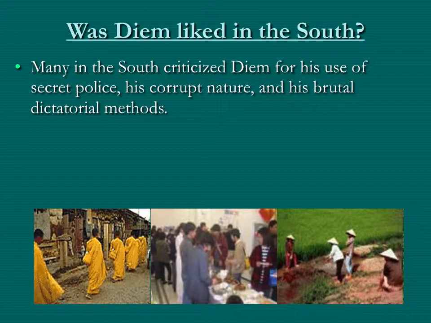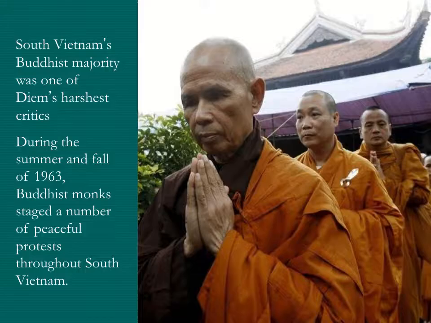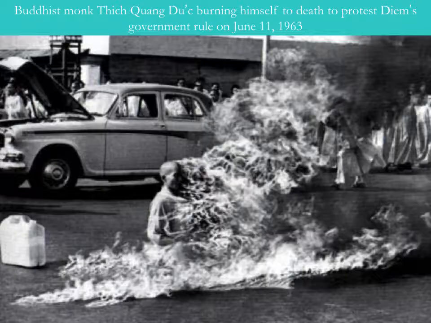Many South Vietnamese are critical of Diem, his secret police, his corrupt nature, his dictatorial methods. And you are going to see a number of groups protest him, even though most of these groups are going to face discrimination as a result, but also the U.S. kind of turns a blind eye to this as well. The great example of this is the Buddhist majority in Vietnam. The Buddhist monks are going to be sort of the forefront of this peaceful resistance. Probably the most famous image of this is a monk in Saigon, what becomes Ho Chi Minh City, lighting himself on fire as a symbolic protest against Diem's rule.